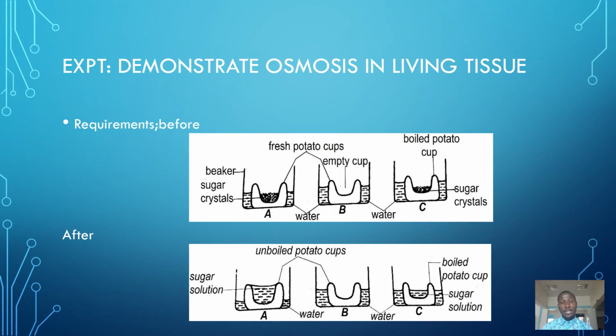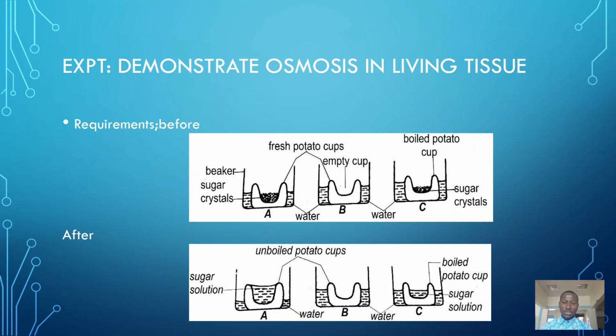We need Irish potato cut into a cup shape, and 3 of them, A, B, and C. In A, you put some sugar crystals. In B, it's empty. In C, it's a boiled cup with sugar crystals. Then after 1 hour, there is a rise in sugar solution in A, and then a decrease in the petri dish.